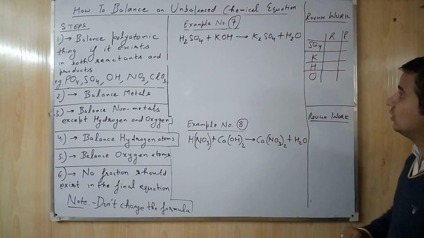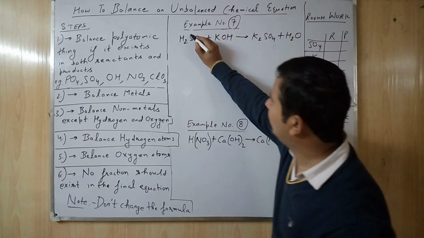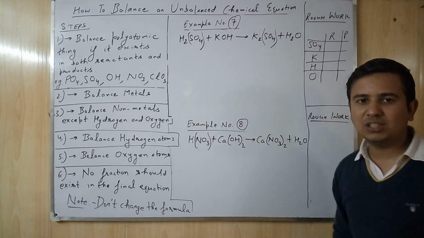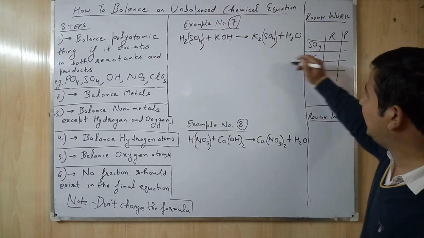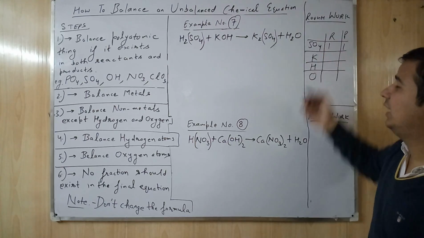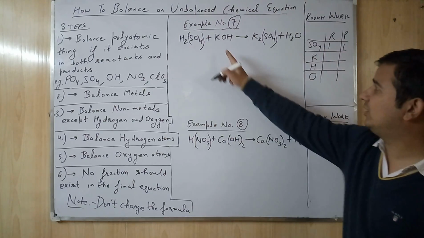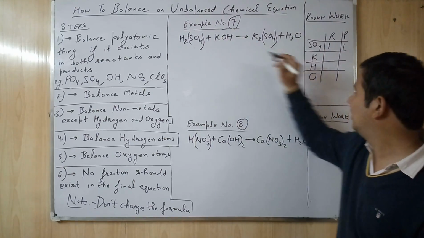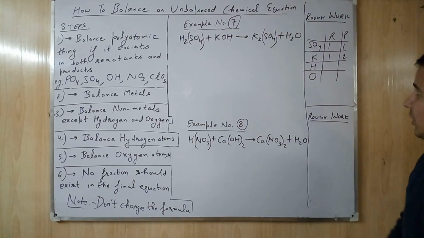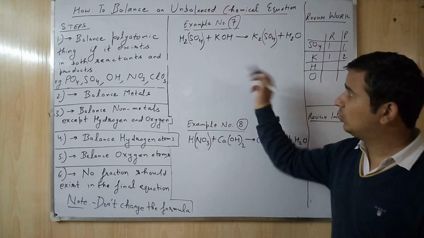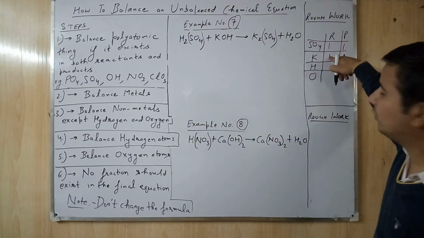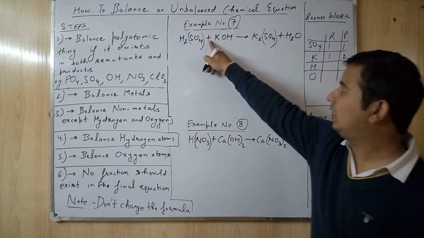So SO4, firstly we have to see how many. Now you can take it into bracket just to conveniently watch this particular SO4 separately. How many SO4s are there? One on the reactant side and one on the product side, so it's okay. Now move to K. How many K's are there on the reactant side? Only one. How many K's are there on the product side? 2. So here K is unbalanced. So let us balance K. How to balance K? We will make this one 2. How? We will write 2 here.